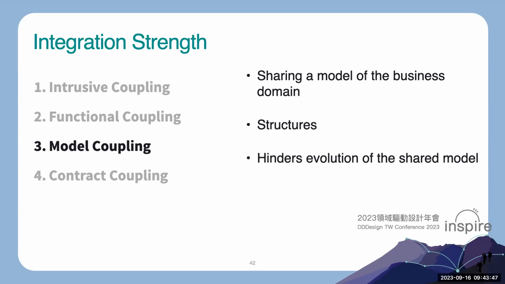A lower level of integration strength is model coupling. This one means that the components are based on the same model of the underlying business domain. And again, we're at a domain-driven design conference, so hey, bounded context, everything within a bounded context is naturally model coupled. It uses the same model of the business domain. Now, functional coupling, the previous level, was mainly about the behavior of the system. This one is more about the data structures that are used to describe business entities.